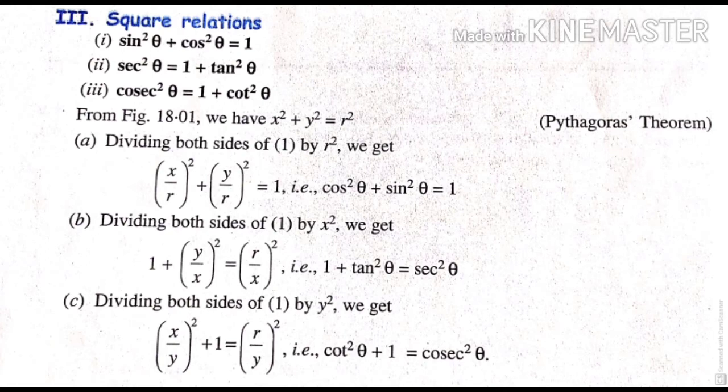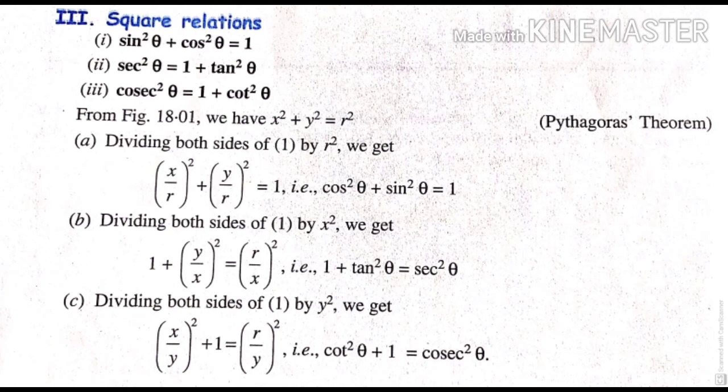Tan theta is y by x, so y by x whole square, and then is equal to sec square, which is r by x whole square. Then we divide whole of it by x square, so you get 1 plus tan square theta is equal to sec square theta. Now third is cosec square theta is equal to 1 plus cot square theta.